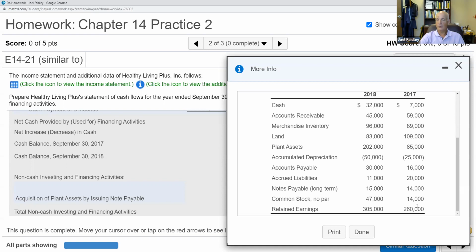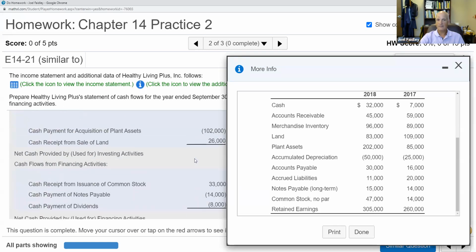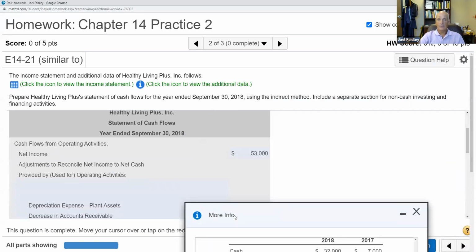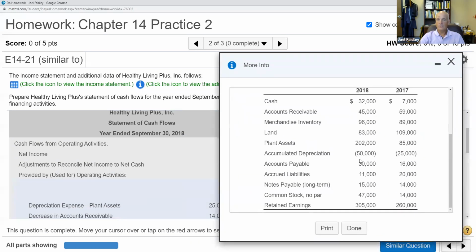Look at retained earnings, 260,000. I'll just throw that out there, 260,000. Says our net income was 53,000, right? So what's 260 plus 53?